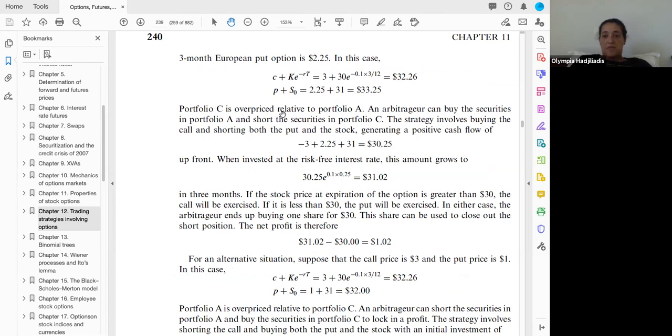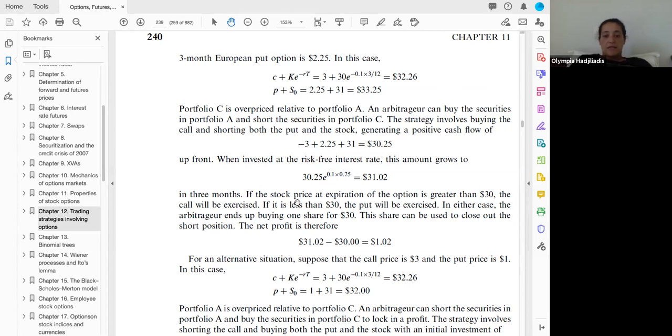An arbitrager can buy the securities in portfolio A and short the securities in portfolio C. The strategy involves buying the call, shorting both the put and the stock, generating a positive cash flow of minus 3 plus 2.25 plus 31, which is $30.25 up front. When invested at the risk-free interest rate, this amount grows to $31.02 in 3 months.